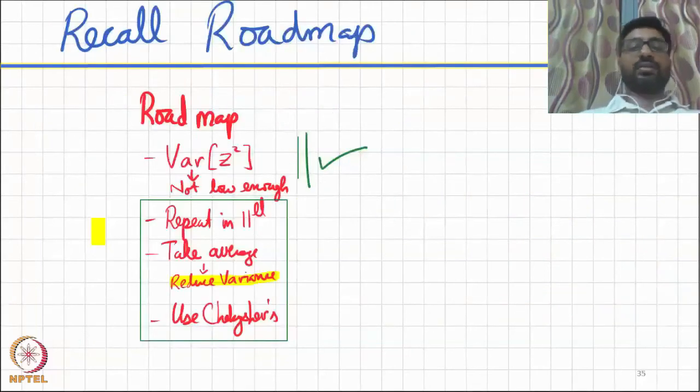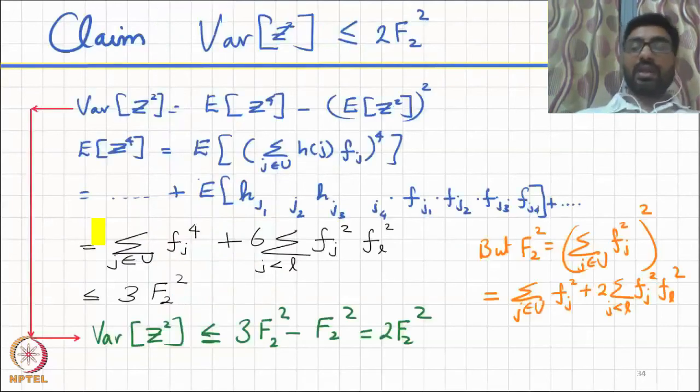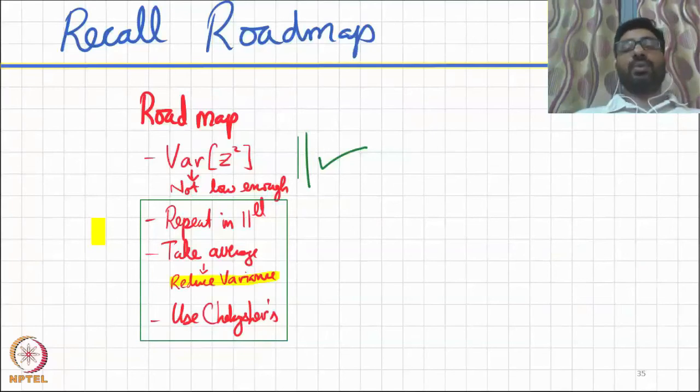Okay, so just reminding ourselves of the roadmap, we now have a handle on the variance of z squared for the basic estimator. What we need to do is figure out how to repeat it in parallel, and remember this variance is too much. We need to be able to reduce the variance a little bit, and for that we will repeat this basic estimator and therefore reduce the variance to a convenient value, so that we can then apply Chebyshev's inequality in order to get the epsilon delta estimator that we want.